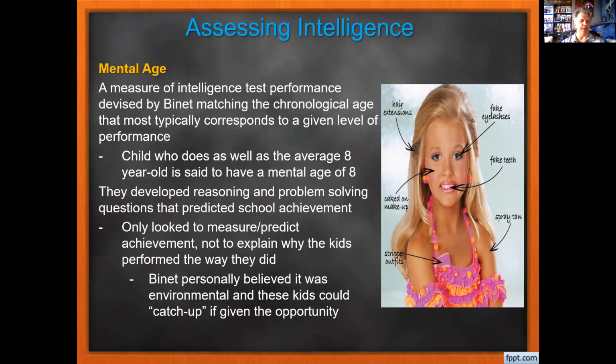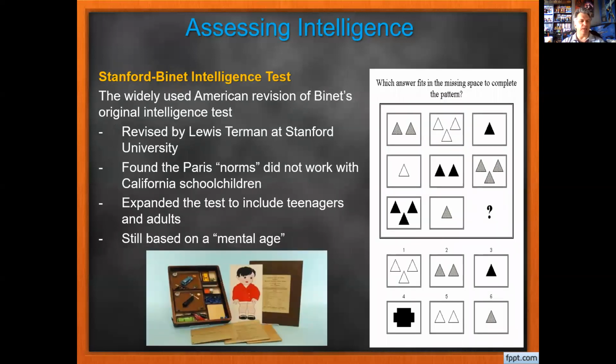Didn't explain how you got there. He personally believed it was environmental, and that if kids were labeled, then maybe that would be a moment where they could catch up to their peers by doing something like this. This Binet intelligence test was later adopted in the United States and became known as the Stanford-Binet intelligence test. So you've got to take it to California, and you need to Americanize it a little bit. It was found that the Paris norms did not work well with California school children. Our education system wasn't matched up with theirs.